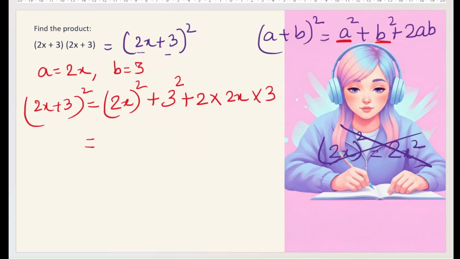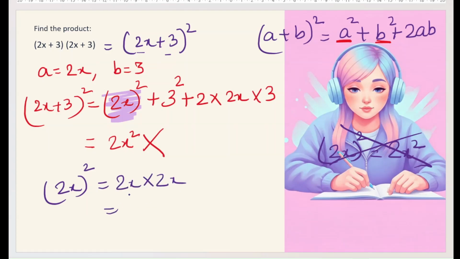Okay. So one very big mistake the students make is while finding this. So what answer do they write? They write directly 2x square, which is completely wrong. Now why is it wrong? So what is written here? (2x) whole square. So (2x) whole square means 2x multiplied by 2x. So that equals 2 into 2 is 4 and x multiplied by x is x square. So the answer is 4x square, not 2x square. You have to be really careful of this.